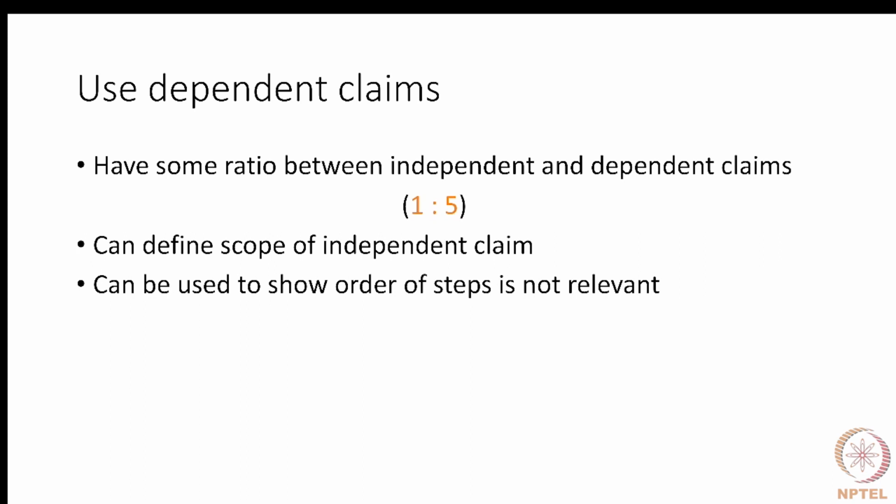They can be used to show the order of steps is not relevant. For instance, you have A plus B plus C to achieve a particular result. That can be dependent claim 2. Now, dependent claim 3 can be A plus C plus B in a different sequence to achieve the same result. So what you do here is to convey through two dependent claims that the order in which you have done things is not relevant. It could also be done through an alternative order. So that's one way you try to tell the world that you cannot do it in another way because I've already covered that way as well.